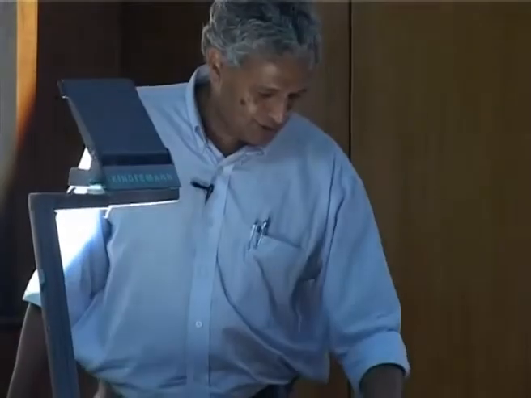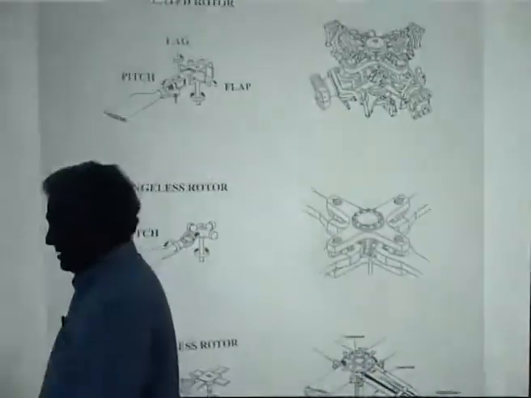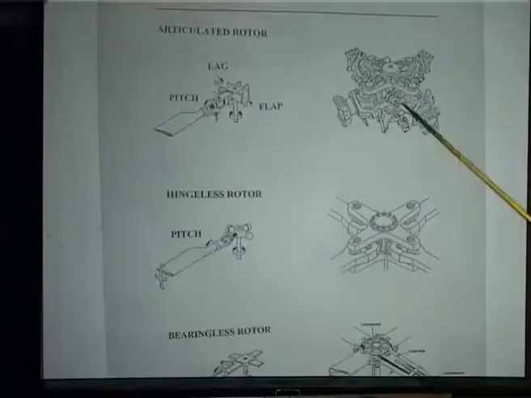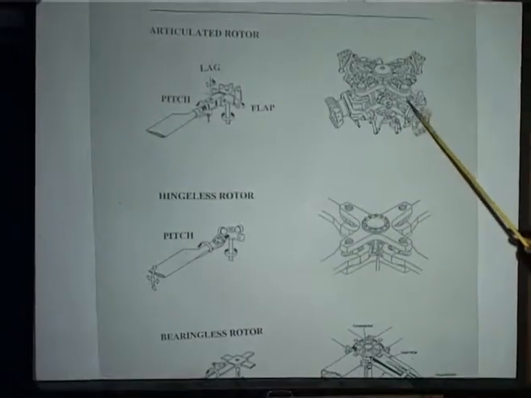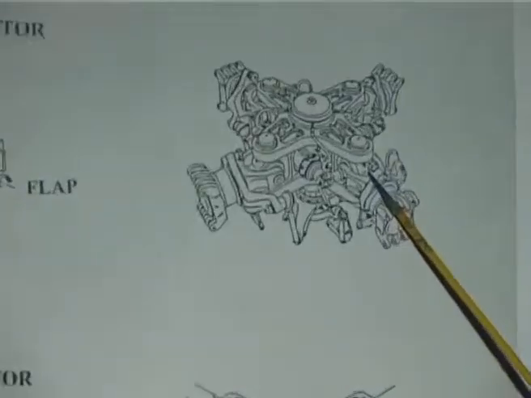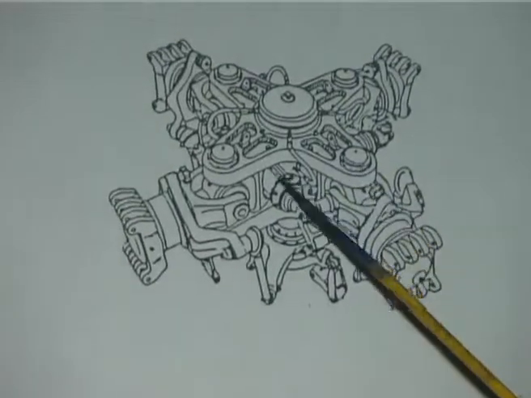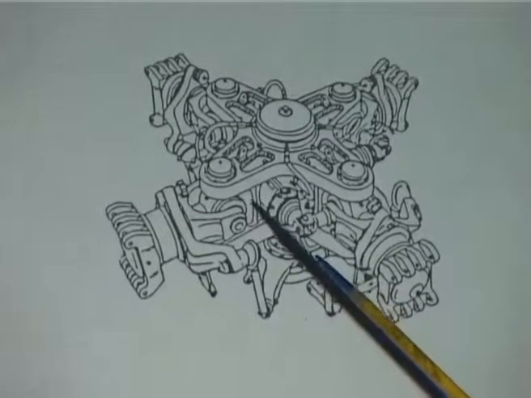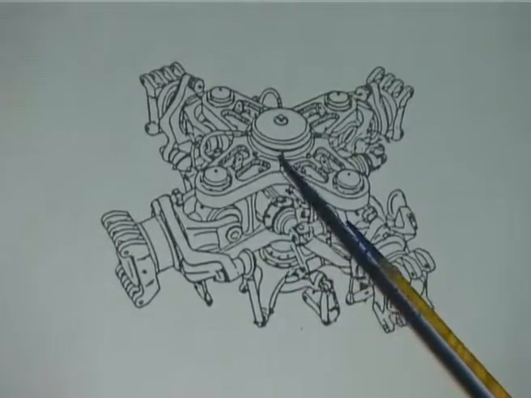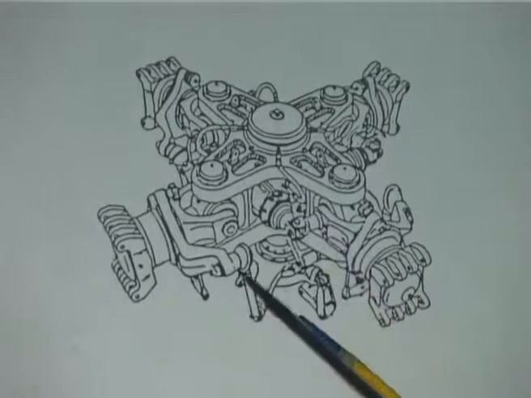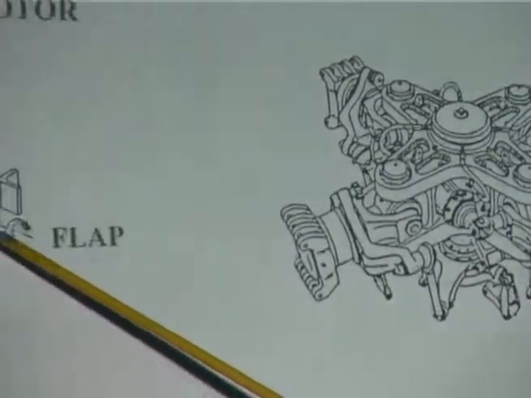Now I will just show the real helicopter hub next to the schematic, so that you will have an idea. This is an articulated rotor hub, an actual helicopter hub, with more than 450 parts and about 20 lubrication points. This is the schematic for that.